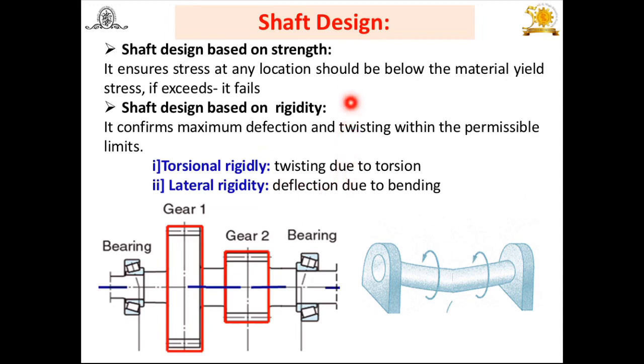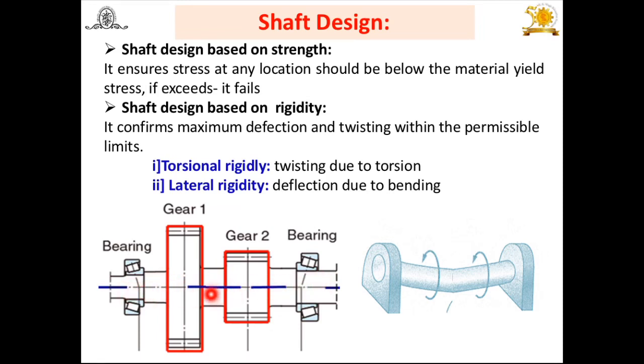Now let us discuss the design of the shaft based on strength and rigidity. Look at the diagram here. You will find this is the shaft. The shaft has different shapes, steps and diameters. The middle has a large diameter, and the ends have small diameters. At the ends, bearings are mounted, and in between, gears, sprockets or pulleys are mounted. This is the construction you will find here. This is about the shafts.